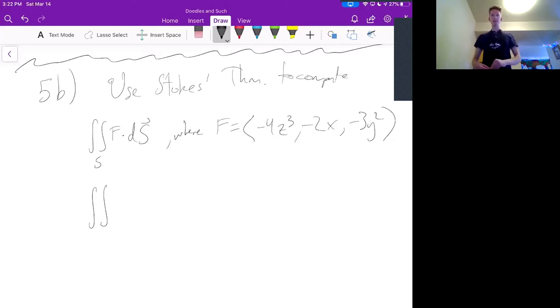So in this problem 5b, where it asked me to use Stokes' theorem to compute the flux of this vector field F, my goal should probably be to realize the vector field F as the curl of something. Stokes' theorem only lets me compute the integrals of curls. So I better know that F is the curl of something to use Stokes' theorem here.